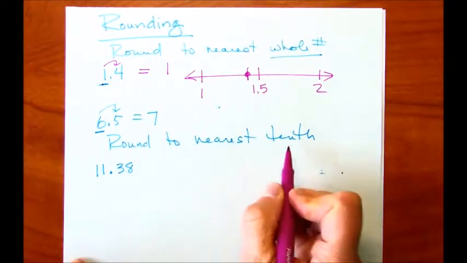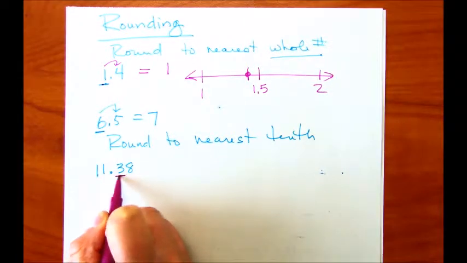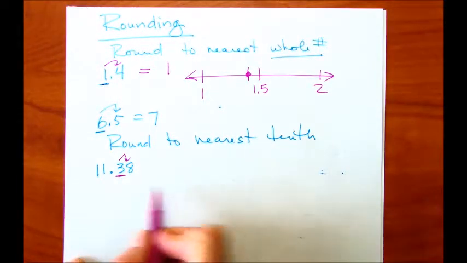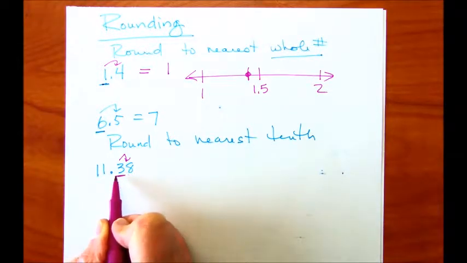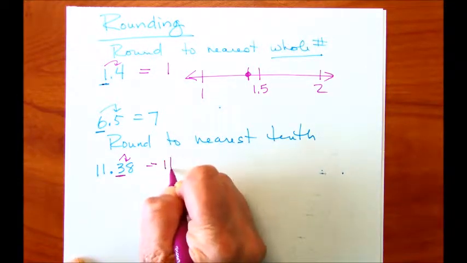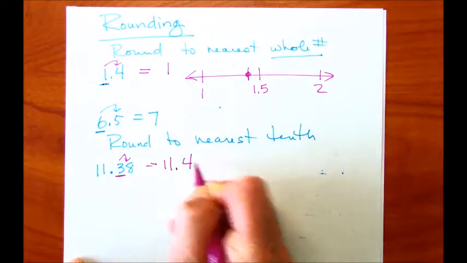So again, we want to identify the tenths. That's going to be here. We're going to look right next door to the right. 5 and above, give it a shove. That's going to round to 4 tenths. So that will be 11 and 4 tenths.